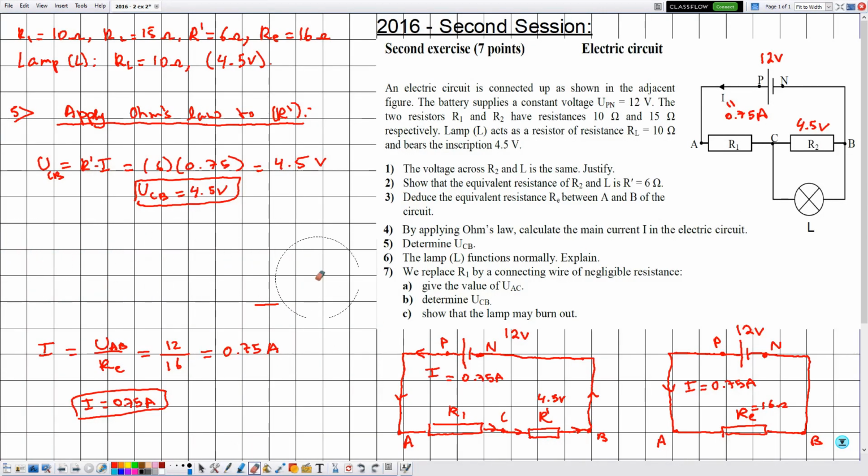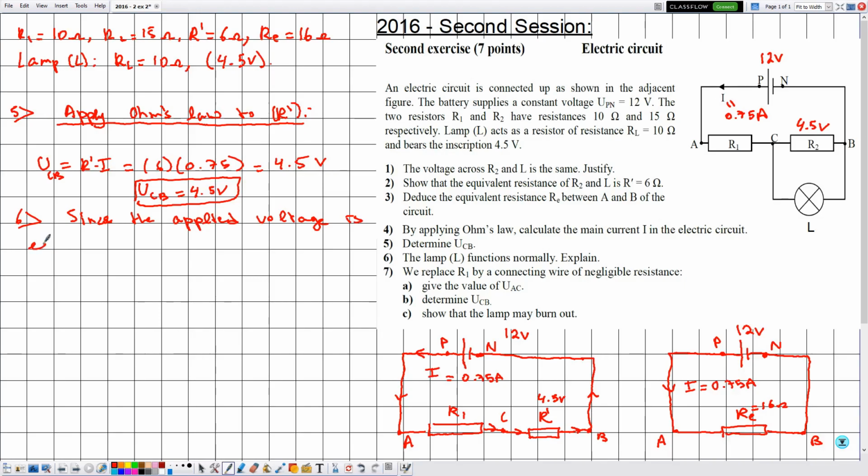Then let's say in number 6, since the applied voltage is equal to the rated voltage of the lamp L, and this is because 4.5 volts is equal to 4.5 volts, then the lamp L will function normally.